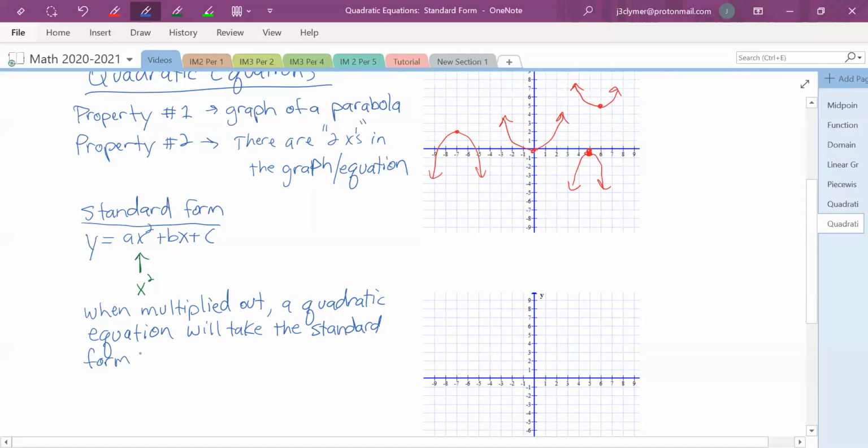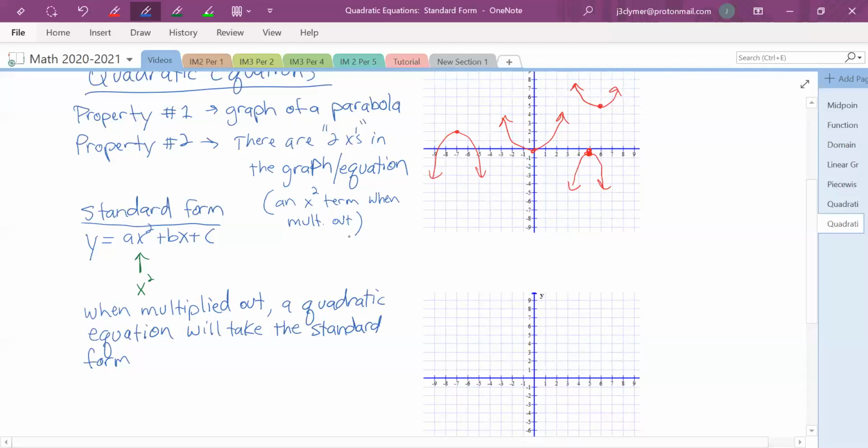Okay, if it doesn't take that form, it's not a quadratic equation. So these are the two properties. One, it takes on the graph of a parabola, and two, it basically takes on standard form when multiplied out. You get an x squared term. Okay, so maybe I'll put that in parentheses. An x squared term. That only happens when you multiply it out, though. So maybe I should qualify and say x squared term when multiplied out.